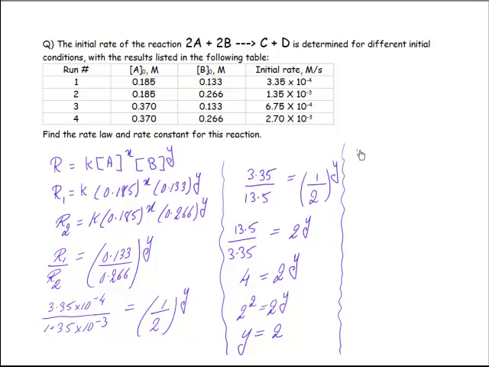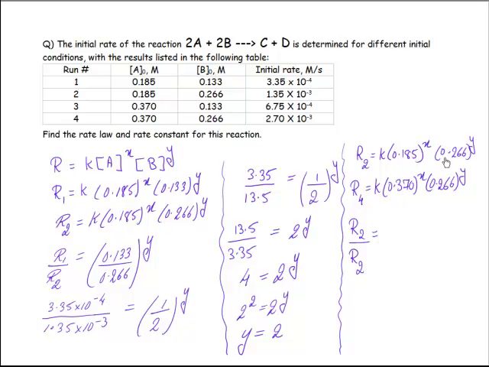Similarly, if we take reaction number 2 and 4 into account, then we can write the rate law expression as K times 0.185 raised to X into 0.266 raised to Y, and rate 4 will be K times 0.370 raised to X into 0.266 raised to Y. So in that case we can take the ratio, and this time what we can cancel out is 0.266 raised to Y. So therefore what we'll get is 0.185 upon 0.370 whole thing raised to X.